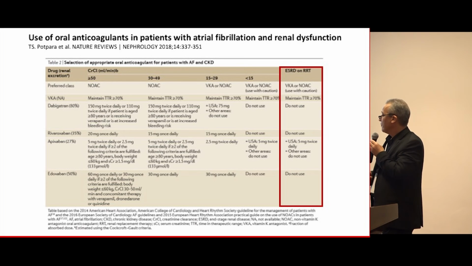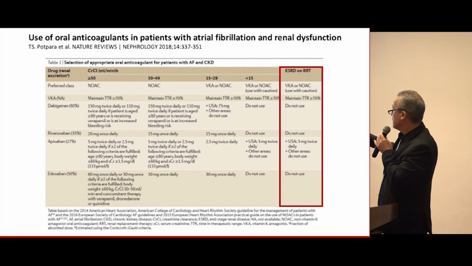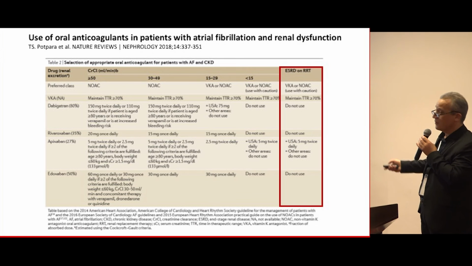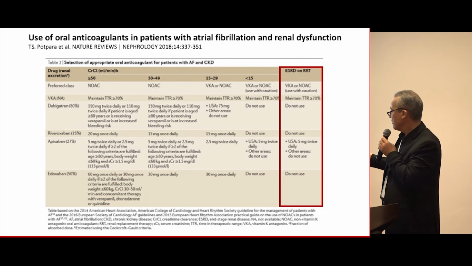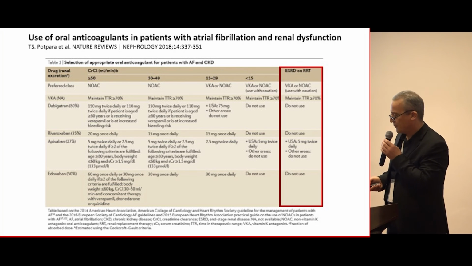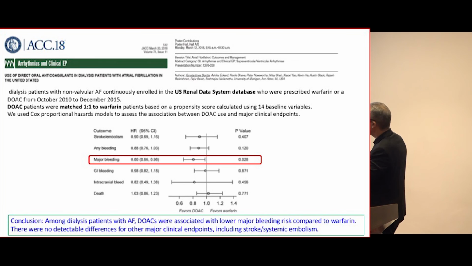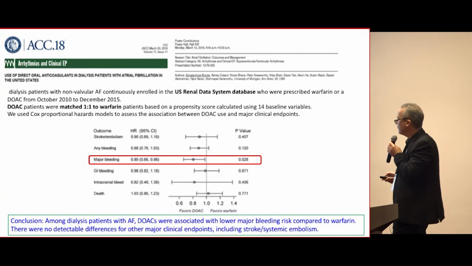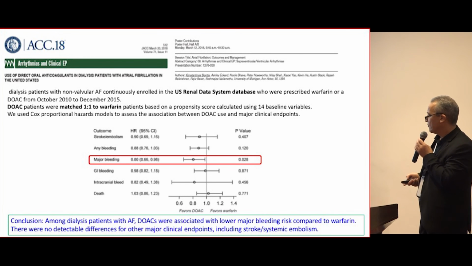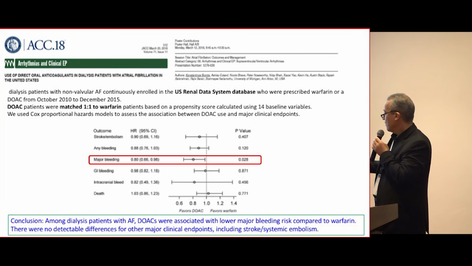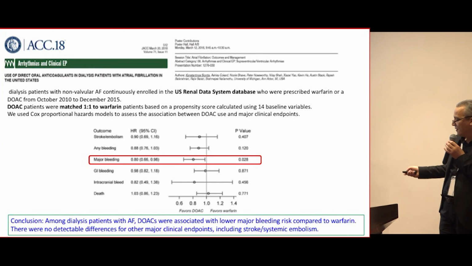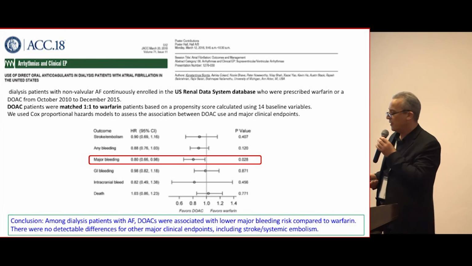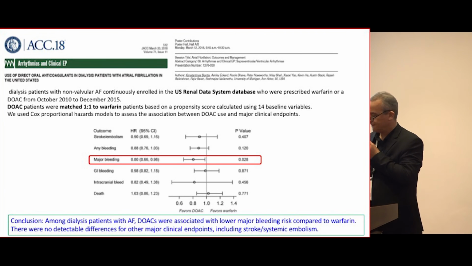What about the new oral anticoagulants? When you look at dialysis, they are not to be used, so we can't use these medications in our patients. However, in the USA, it is possible to use apixaban. When we look at apixaban in the US Renal Data System for major bleeding, we see that direct oral anticoagulation, meaning apixaban, shows a benefit compared to heparin.